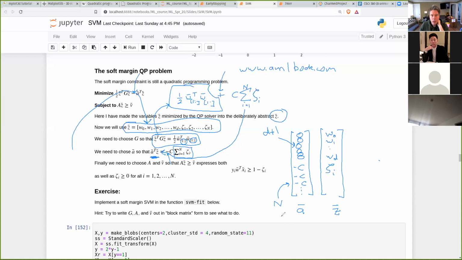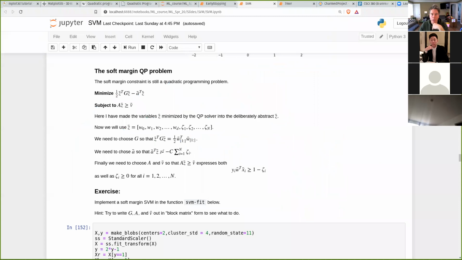And what else is left to do? So that is it for the objective. We just explained how to express this entire objective. And now the question is, how do you deal with the constraints? Okay, so here we want to express two kinds of constraints.